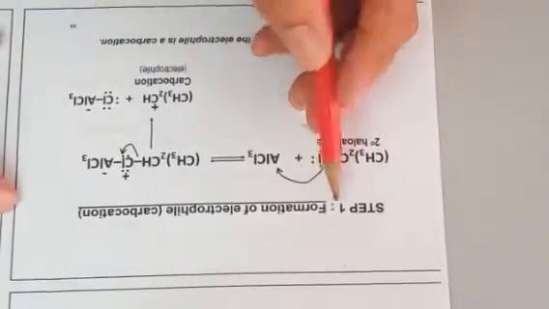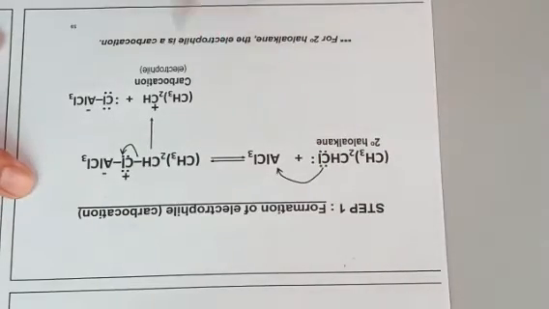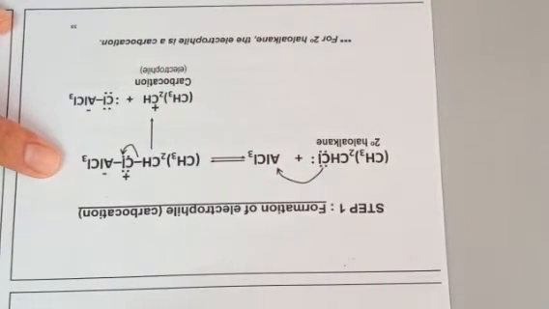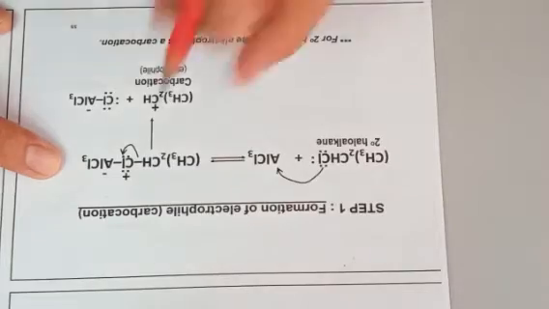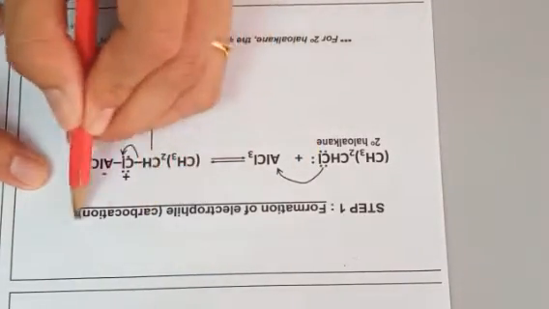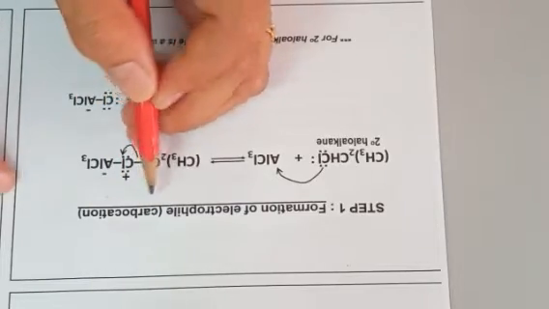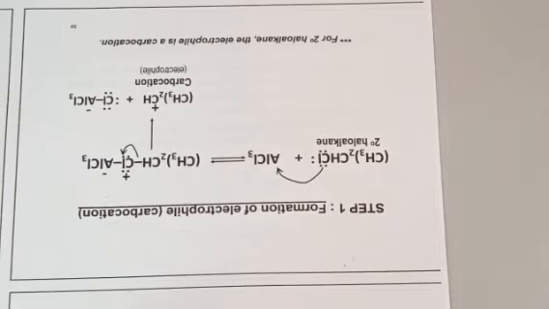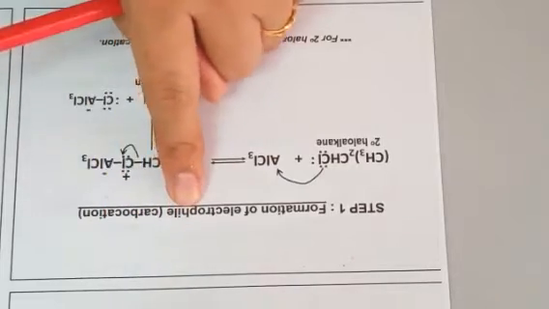Step 1, same as in the previous reaction, is the formation of the electrophile. As I discussed in the previous video, this time we will form the electrophile in the form of a carbocation. Why? Because we have a secondary haloalkane. Remember, for Friedel-Crafts alkylation, if we have a secondary or tertiary haloalkane, then definitely we will form the electrophile in the form of a carbocation.